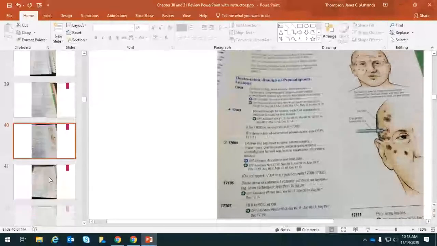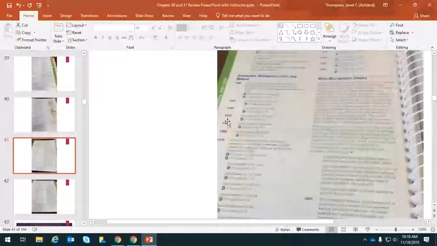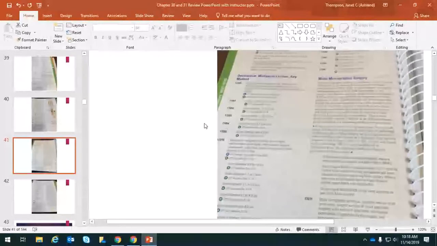Pre-malignant, not malignant. And then our next section is for destruction of malignant lesions, starting with code 17260. And on that same page with destruction, malignant lesions, again 17260, we see Mohs micrographic surgery.